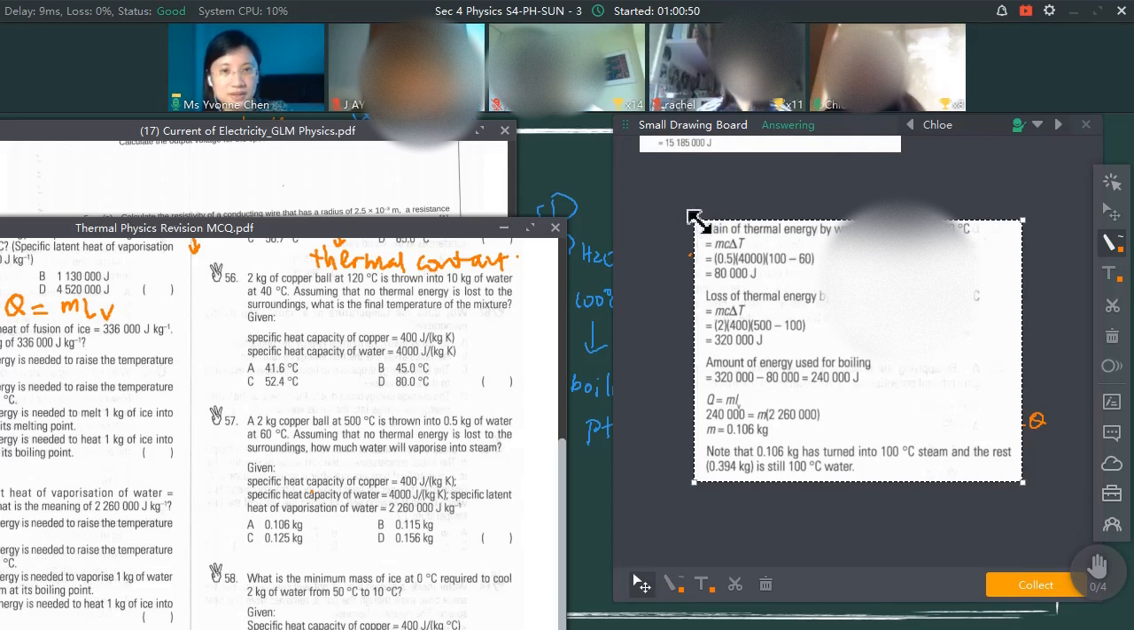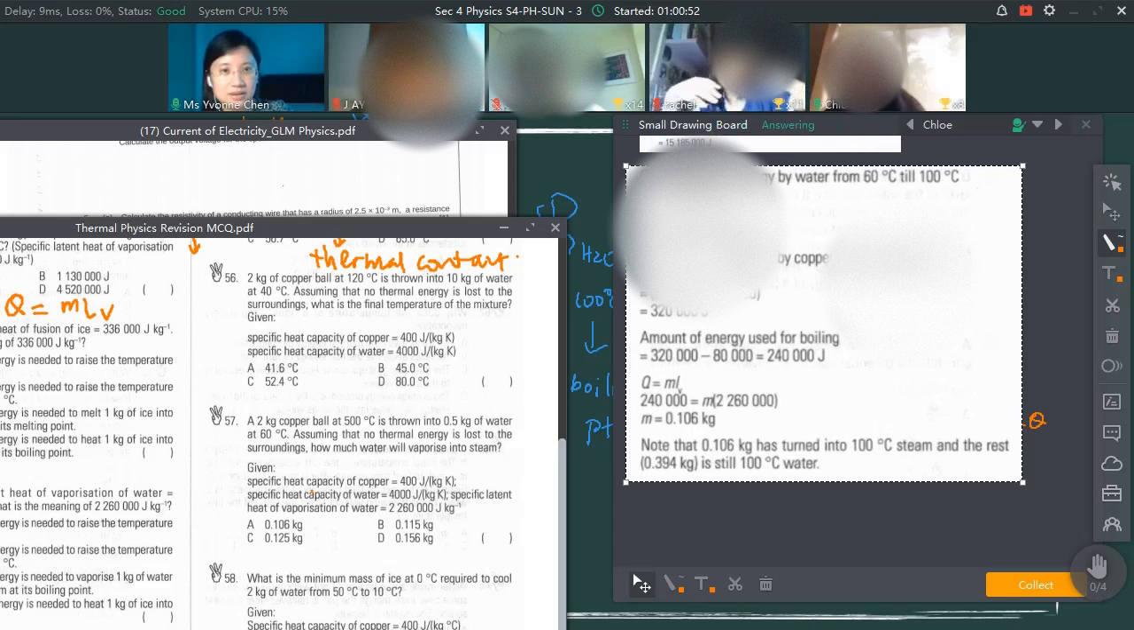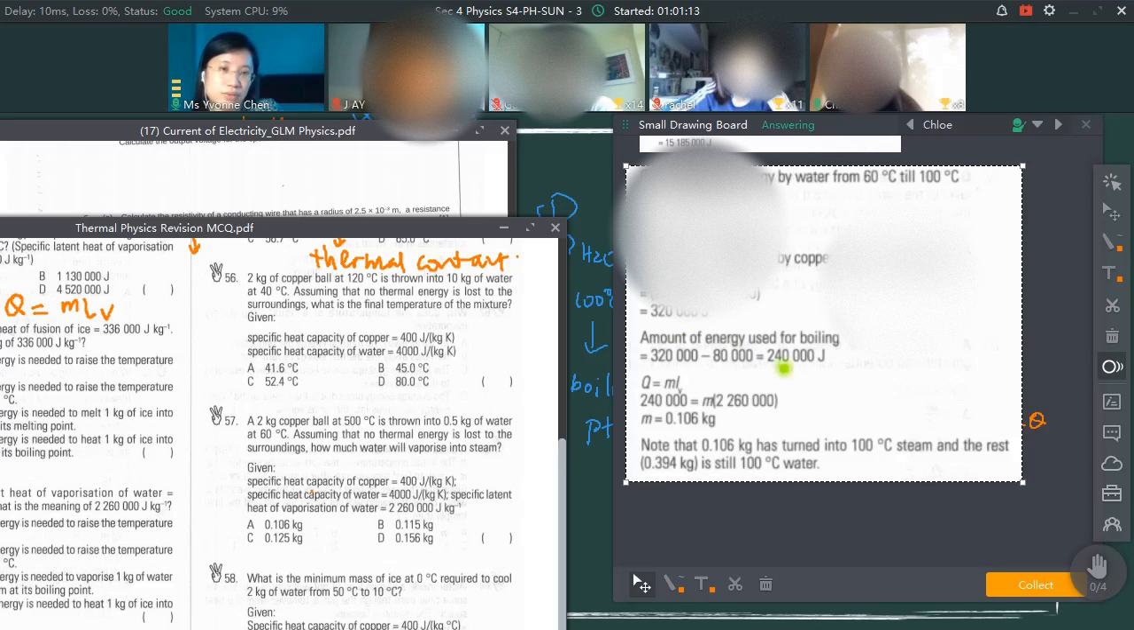This is the working for 57. Basically the copper can release this much energy when it cools down to 100 degrees Celsius. And the water only gains 80,000 joules. So there's still 240,000 joules of energy that can convert the water to steam.